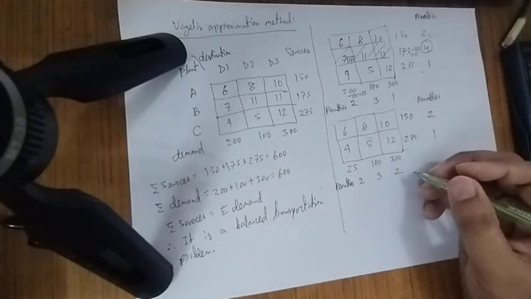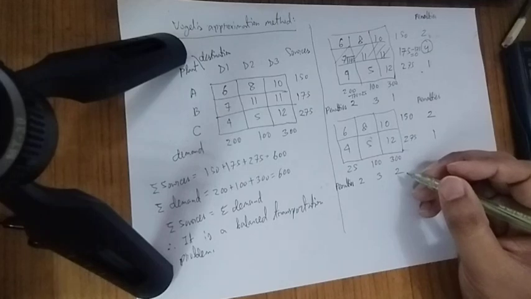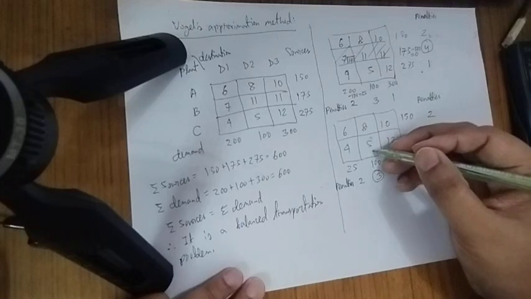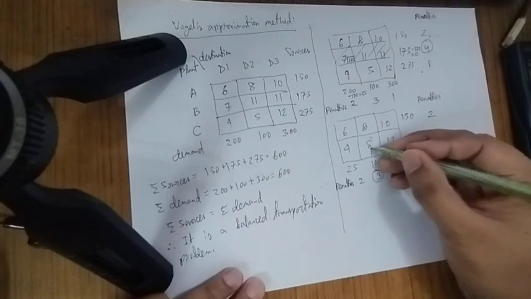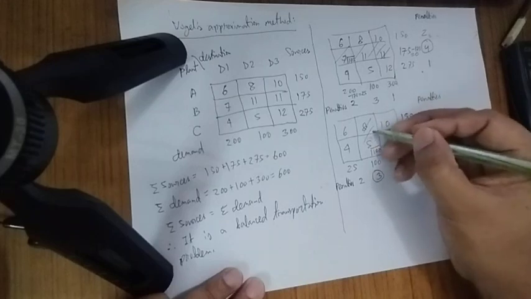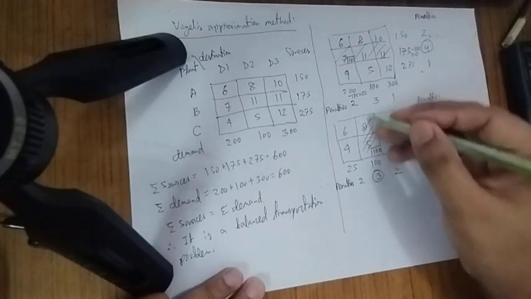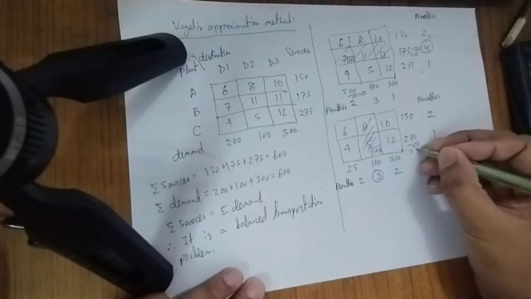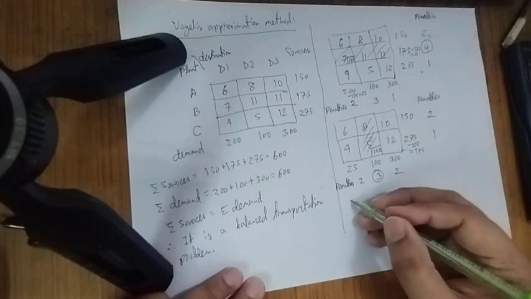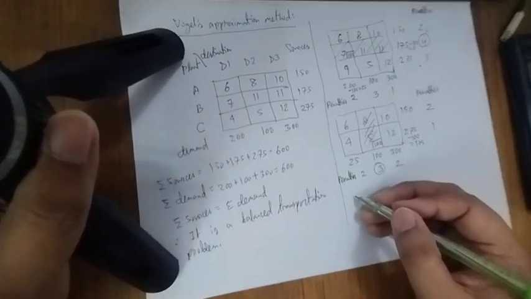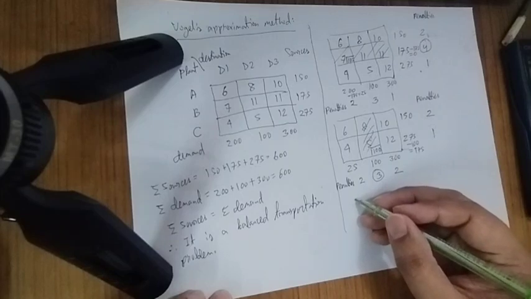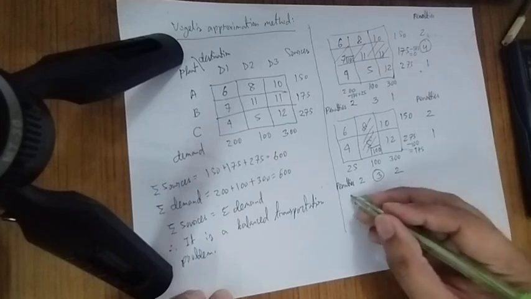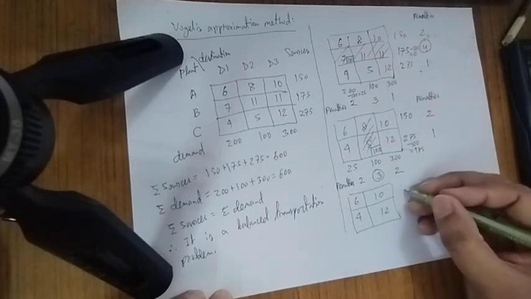Within these penalties, the maximum penalty is 3. So we have to assign 100 to this column, to the lowest unit cost. Our lowest unit cost is 5, so we assign 100 to the 5. This column becomes exhausted, and the corresponding row becomes 275 minus 100, which is 175. Now our matrix becomes 6, 10, 4, 12.